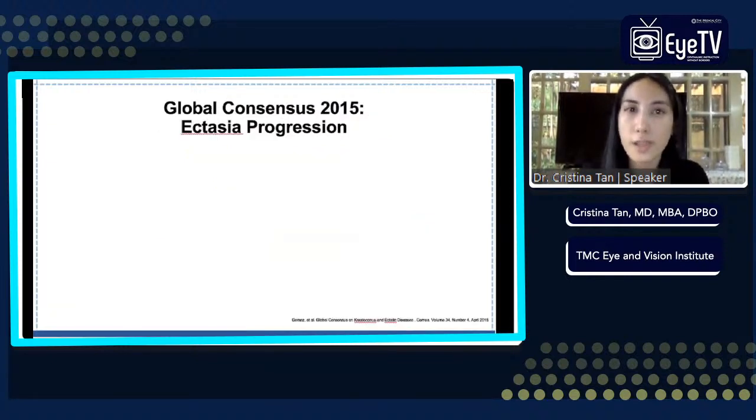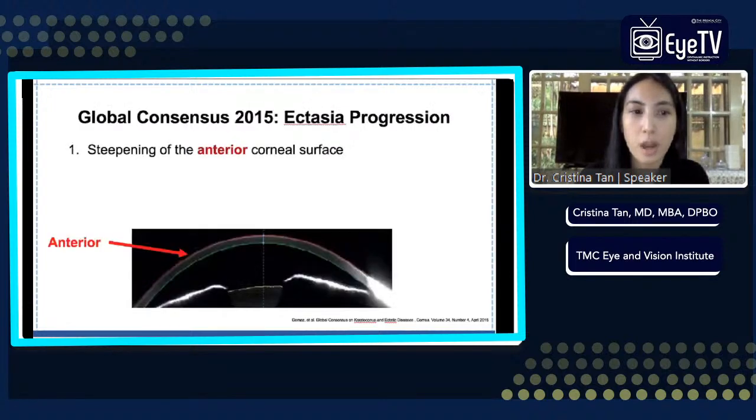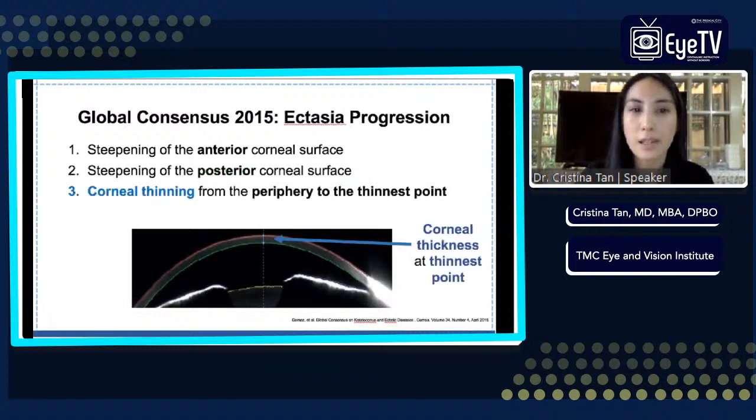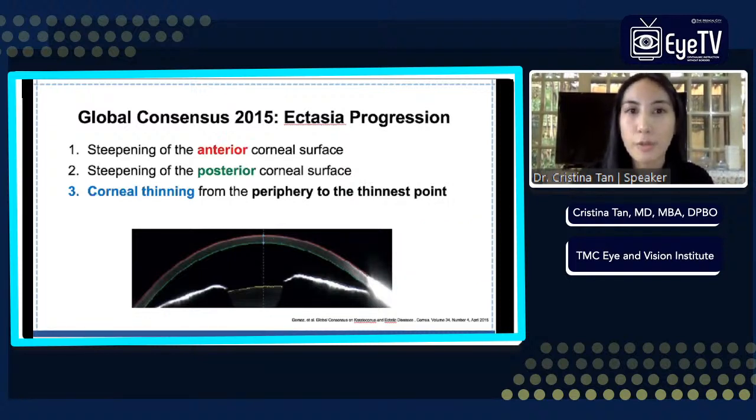The global consensus of keratoconus in 2015 concluded that progression is a consistent change in at least two of the three parameters. First is the presence of steepening of the anterior corneal surface. Second, steepening of the posterior corneal surface. And lastly, corneal thinning from periphery to the thinnest point. And these changes need to be consistent over time for you to say that there is really progression.